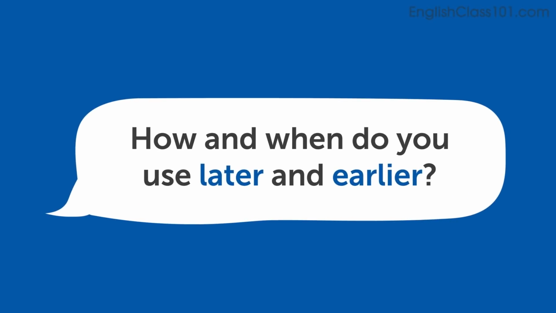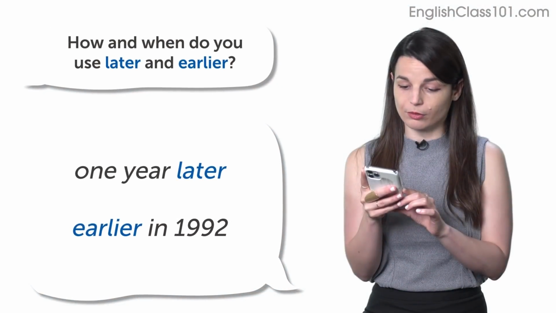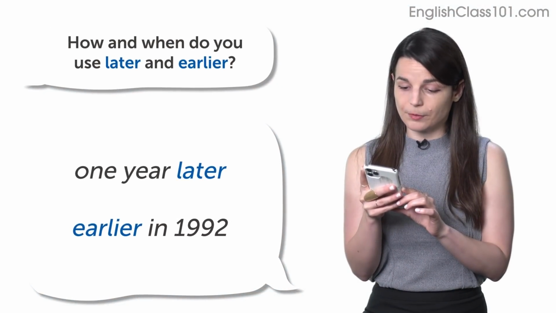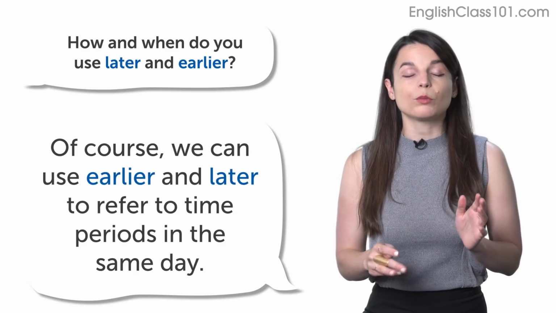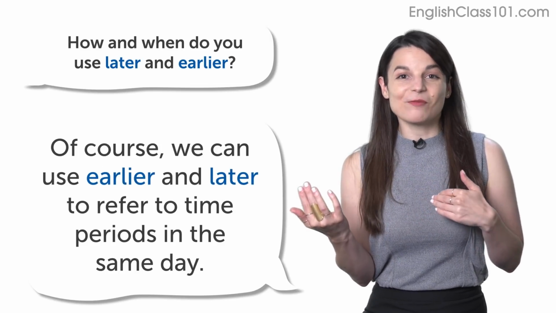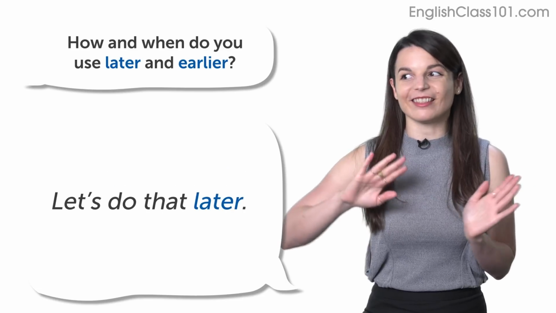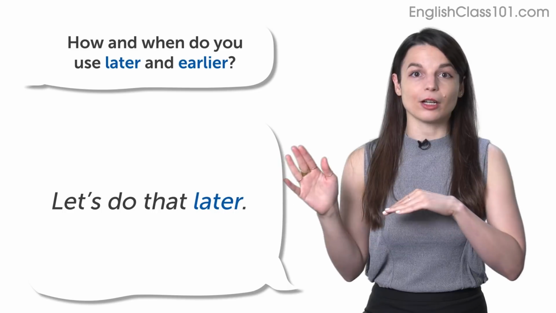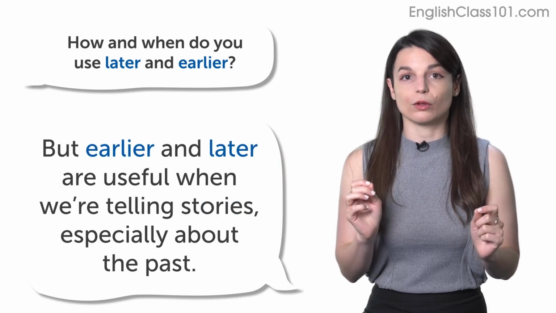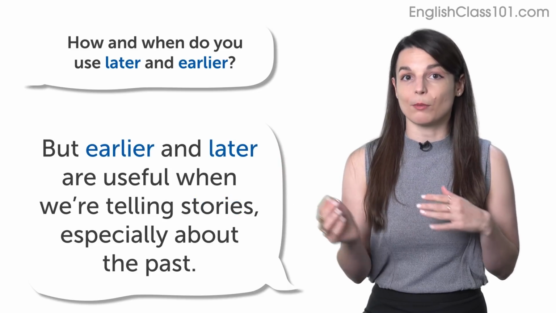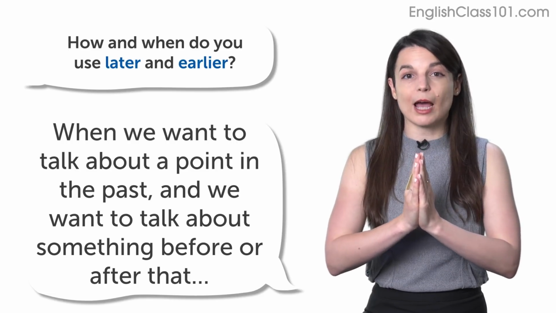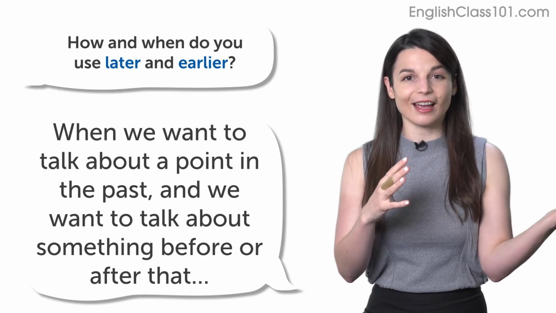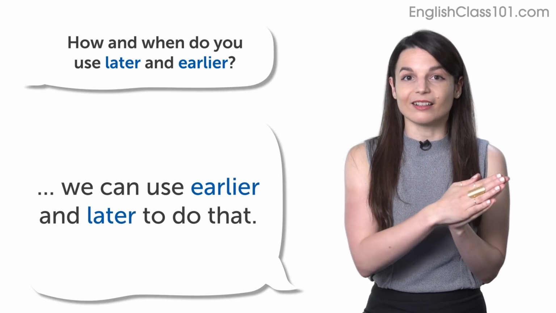Jane says, hi, Alicia. I'd like to ask about how and when to use "later" and "earlier". For example, in phrases like "1 year later" and "earlier in 1992". Okay, yeah, nice question. So of course we can use earlier and later to talk about different times of the day. Like, "let's do that later", meaning not now, but later. But these words are also very, very useful when we're telling stories, especially about the past. When we want to talk about a point in time in the past, and we want to talk about something that happened before that, or something that happened after that, we can use earlier and later to do that.